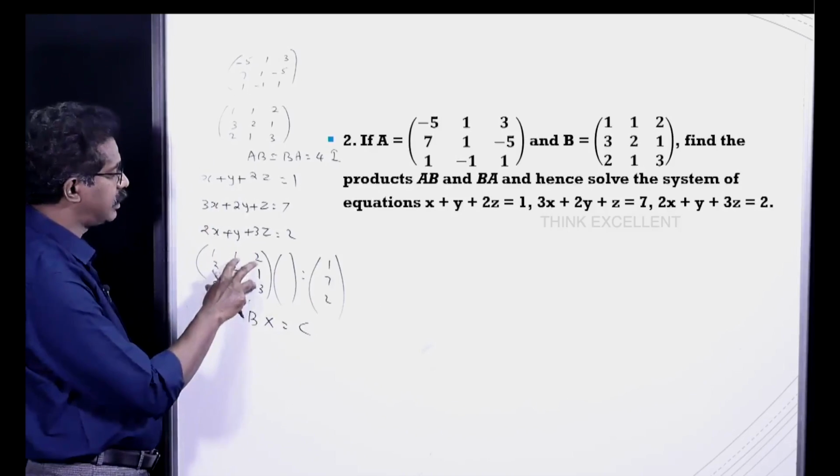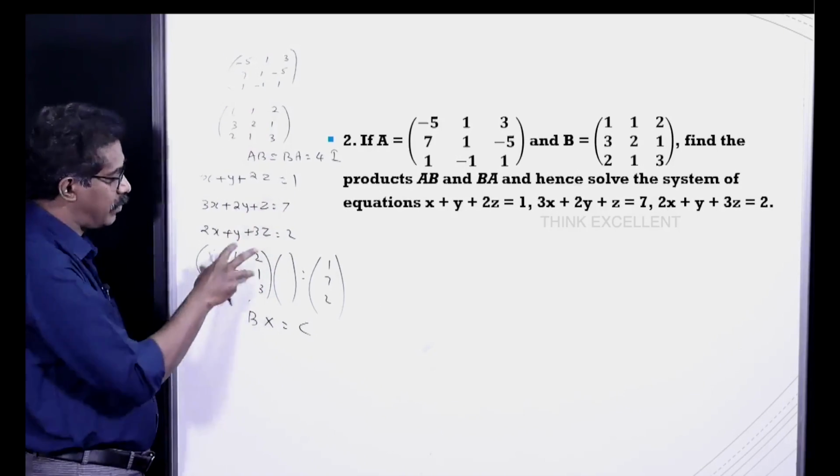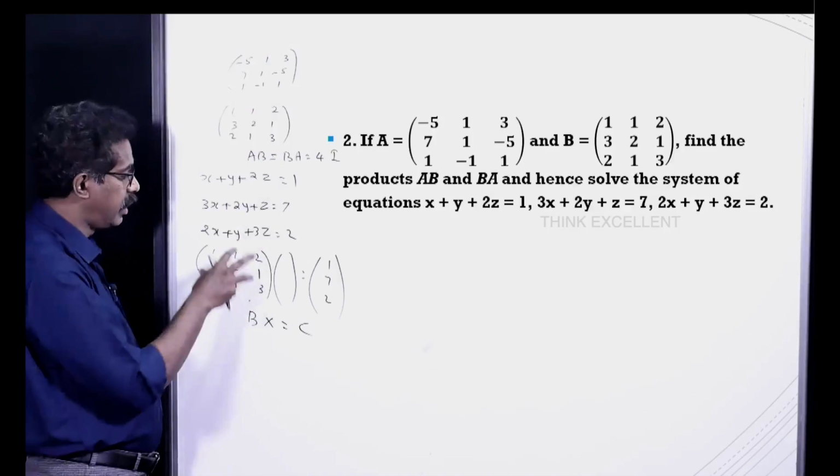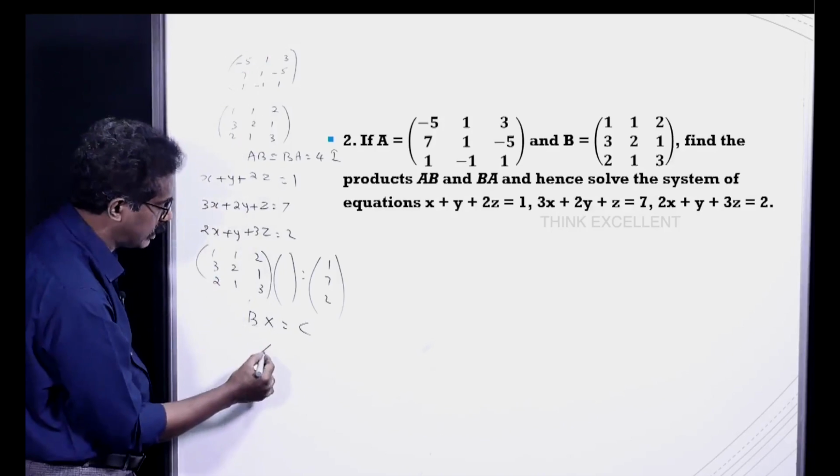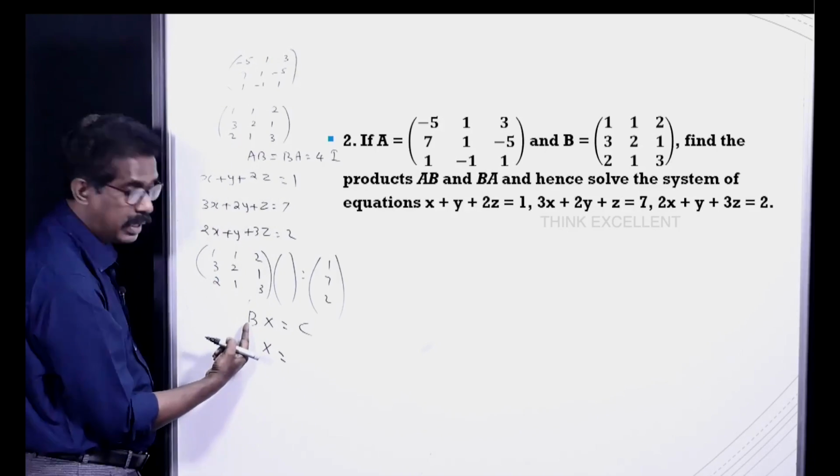Because this matrix is the same as what they have given. Normally we take the first as A, but here this is the same as B, what is given in the question. So we want to find X, and B must get cancelled.